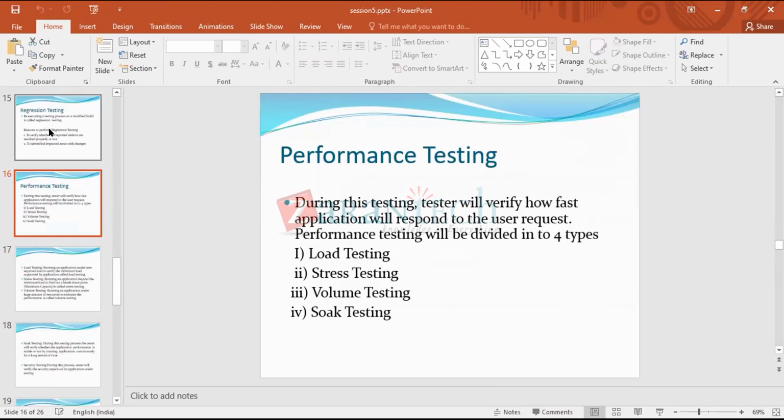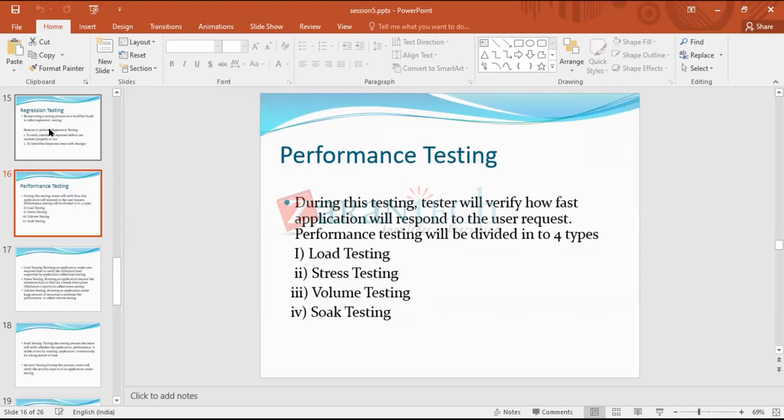Now performance testing. So what is performance here? During this testing, the tester will verify how fast our application will respond to the user's request. That is called performance testing. Performance testing will be divided into 4 types. See how much importance you have given to functional testing; the same importance you have to give to performance also.